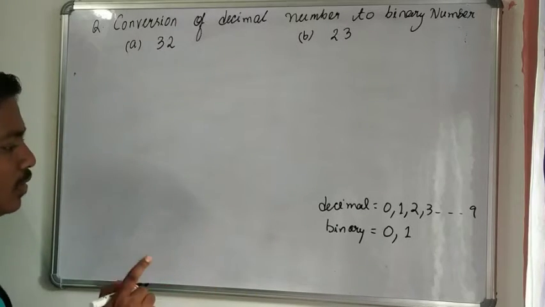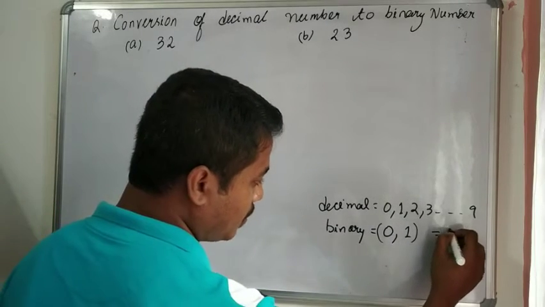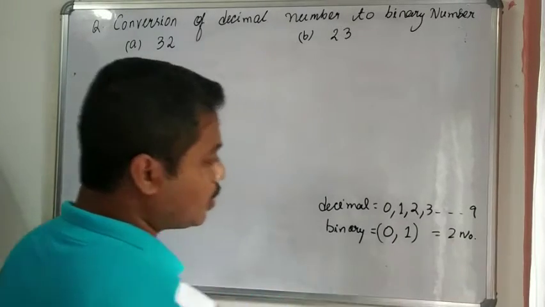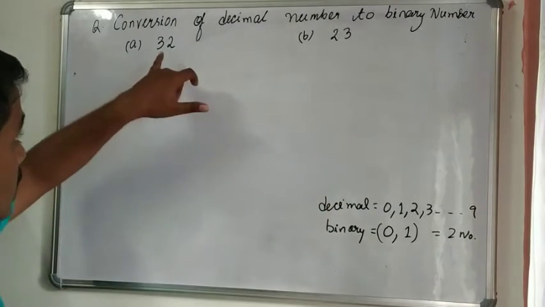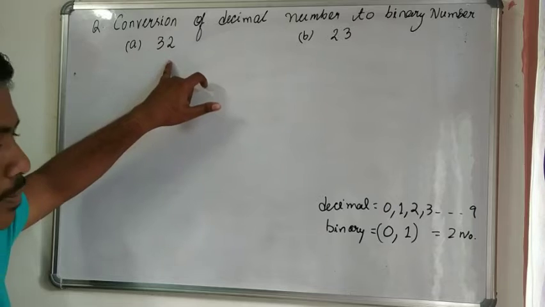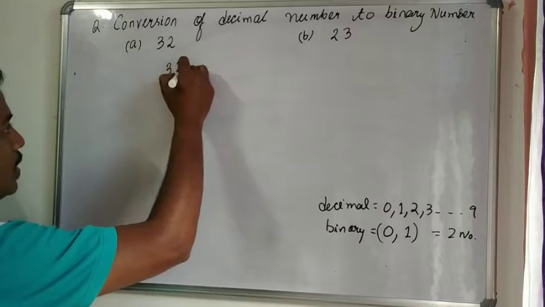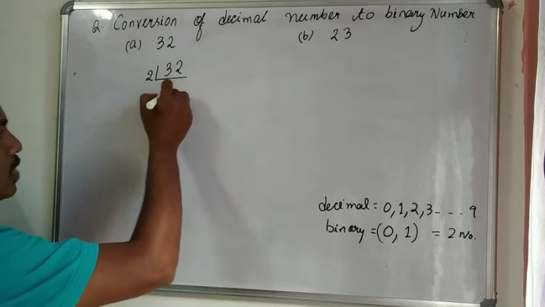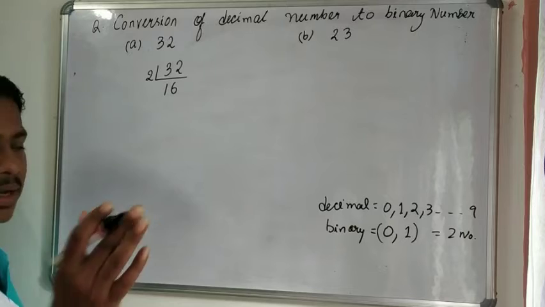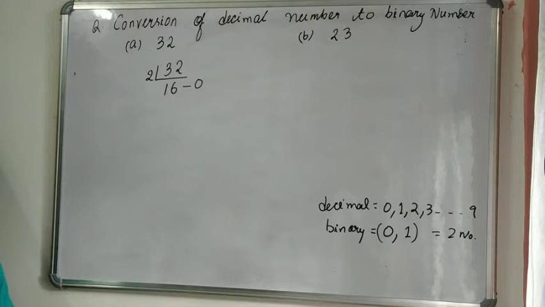For that, we know that the binary number system consists of two numbers. Since it consists of two numbers, this 32 needs to be divided by 2. Suppose we have 32, you divide this 32 by 2. We know 2 16s are 32, and what is the remainder? You have to write the remainder on the side in this way.